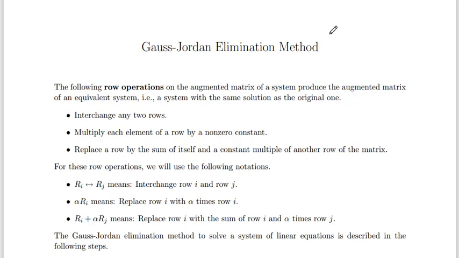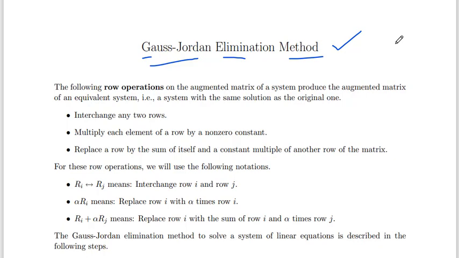In the last lecture, we discussed the Gaussian elimination method with the help of partial pivoting. In the last two to three lectures, we discussed the Gaussian elimination method and how to solve linear equations. There is also another method, found by Gauss and Jordan, called the Gauss-Jordan elimination method. This is also used to solve linear equations.